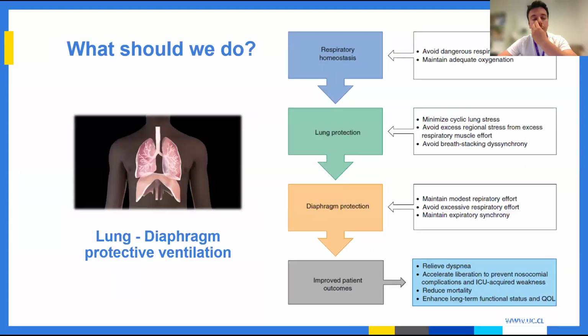So, what should we do in terms of the clinical practice? We know that measuring or monitoring diaphragm drive and effort is important. So now we need to worry not only about respiratory homeostasis and protecting the lung, but also protecting the diaphragm. We need to maintain some modest respiratory effort, avoid excessive effort, and hopefully maintain synchrony, with the idea that if we protect both organs, probably we will have better outcomes in our patients.